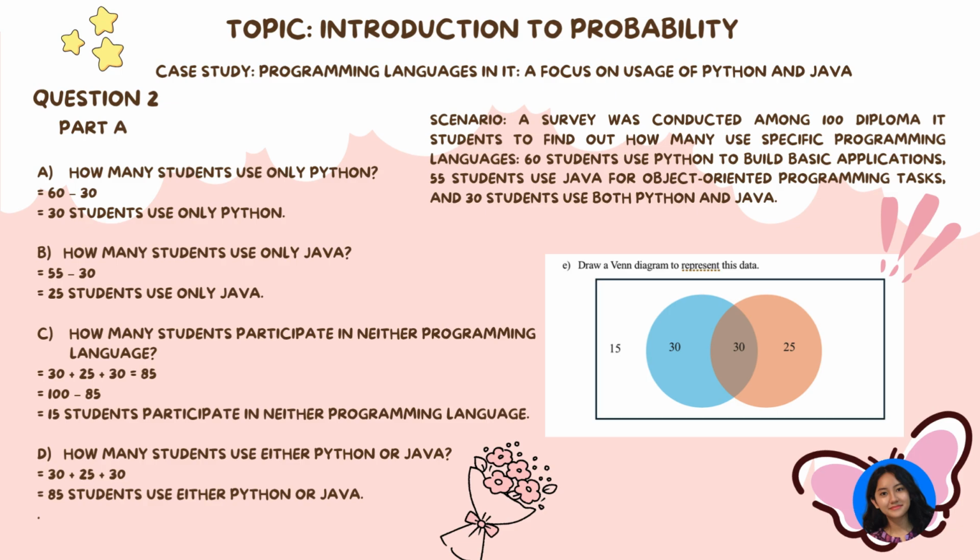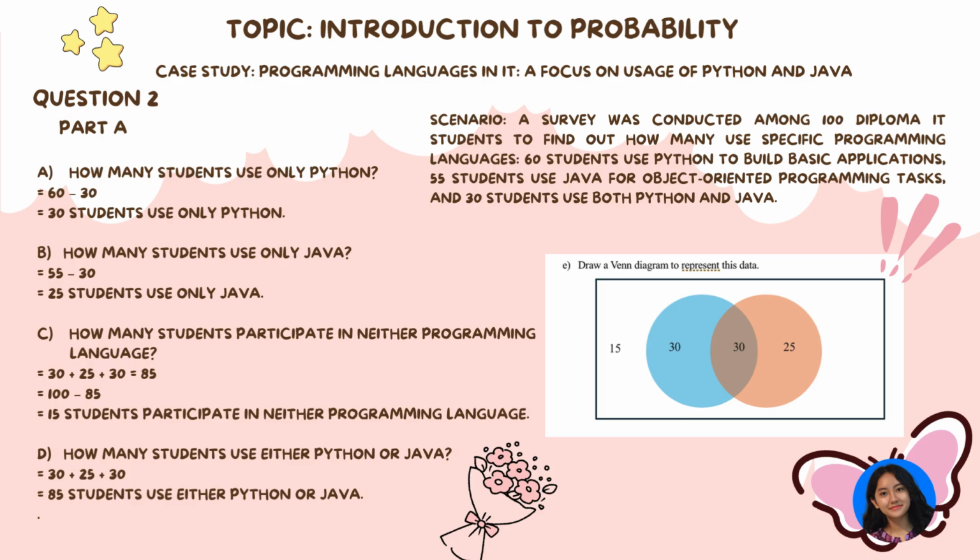Question B. How many students use only Java? 55 minus 30 equals 25 students use only Java. Question C. How many students participate in neither programming language? 30 plus 25 plus 30 equals 85 students. 100 students is the total, minus 85 students, is equal to 15 students participate in neither programming language.